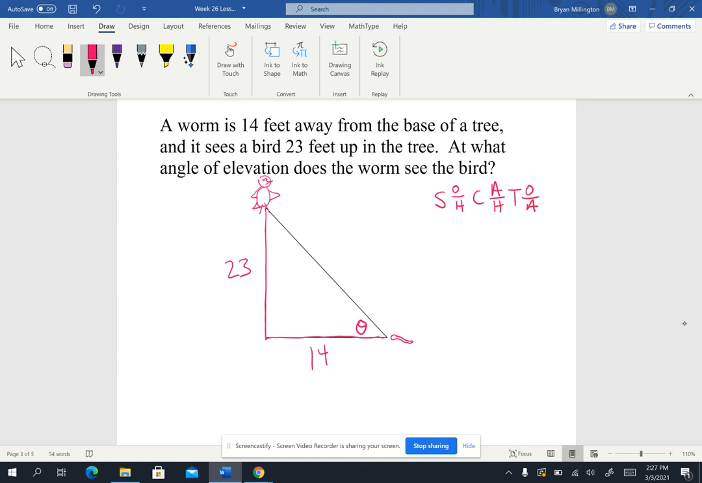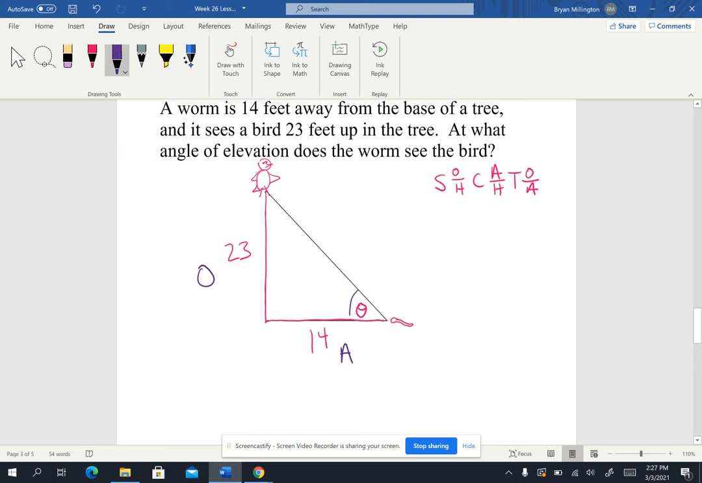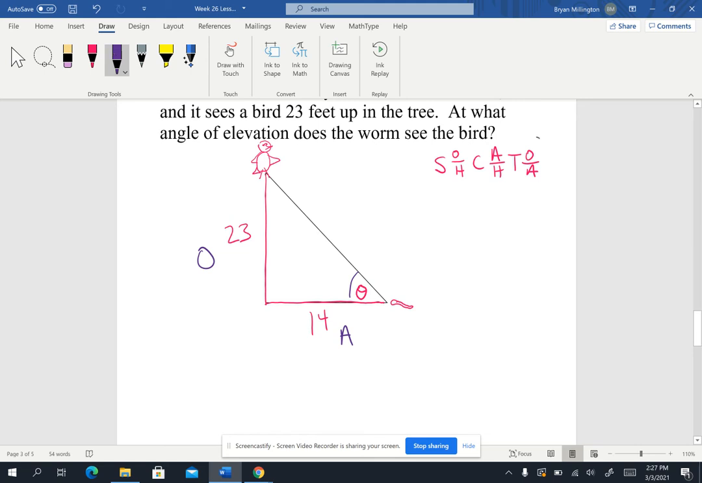And I've got, from this angle here, this 23 looks like the opposite leg. The 14 is the adjacent leg. I don't have anything on the hypotenuse. I've got opposite and adjacent. So that is tangent. So I'm going to do tangent of theta equals opposite over adjacent, 23 over 14.